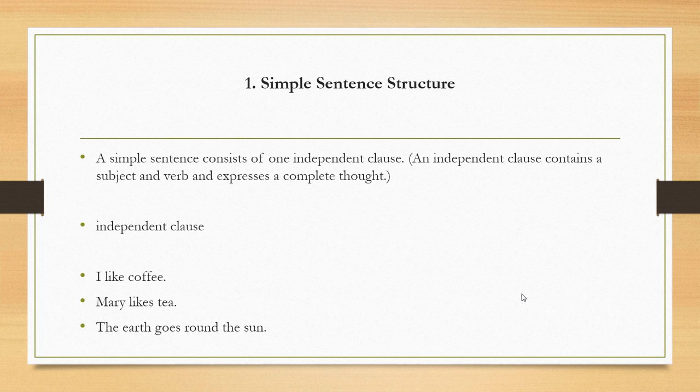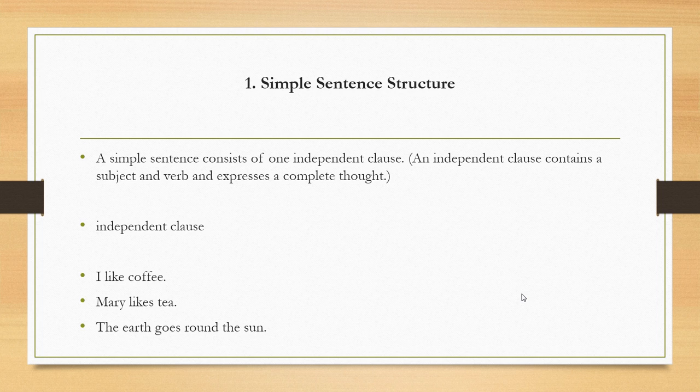We have got two clauses. One is called the dependent clause and one is called the independent clause. So an independent clause is called a simple sentence, and an independent clause will have a subject and a verb, and it will be expressing a complete thought. What is an independent clause now? I like coffee. It's an independent clause because it has a subject and a verb and it is expressing a complete thought.